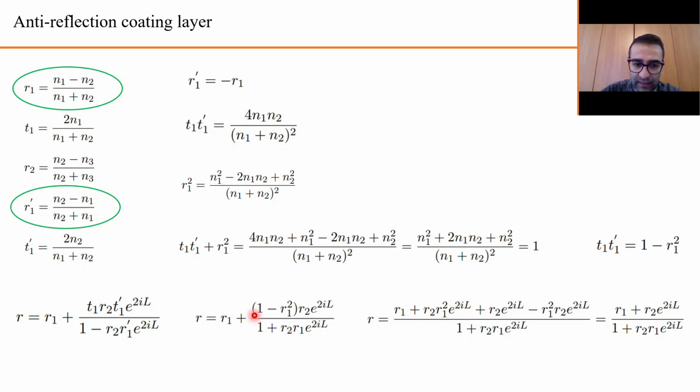We have r2 exponential of 2iL minus r1 squared r2 exponential of 2iL divided by 1 plus r2 r1 exponential of 2iL. And we can easily see that this term and this term will cancel each other, and what is left is r1 plus r2 times exponential of 2iL divided by 1 plus r2 times r1 exponential of 2iL.